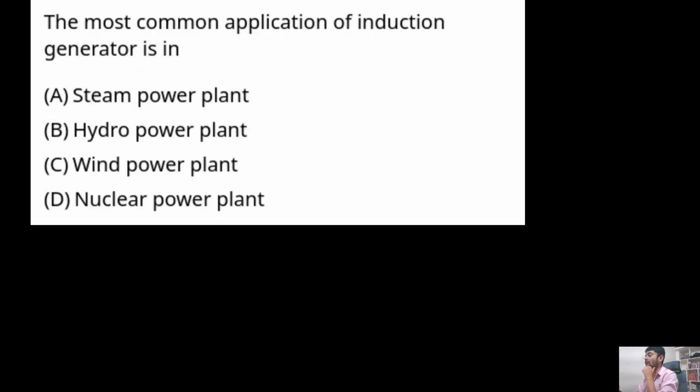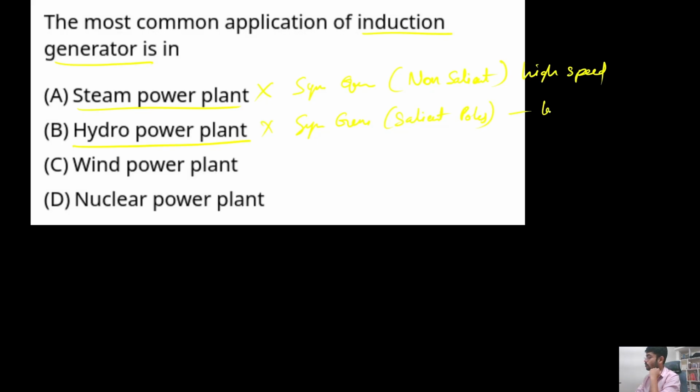The most common application of induction generator is steam power plant? No. Here synchronous generators are used, that too non-salient pole type. In hydropower plant? No. Synchronous generator, salient poles are used, because this is high speed, this is low speed.